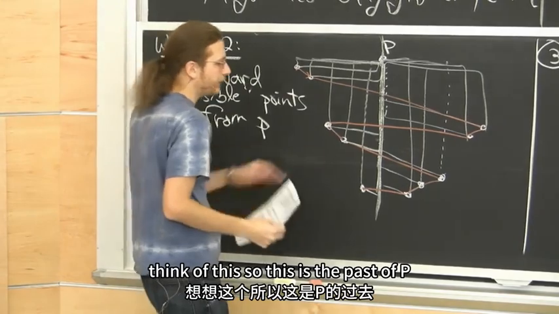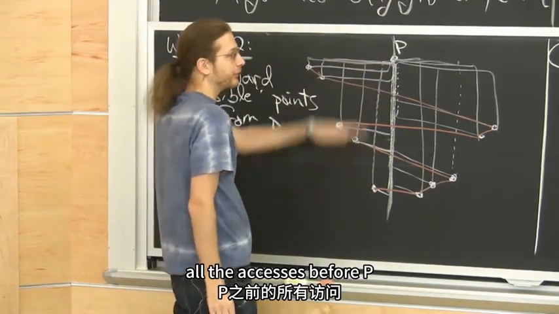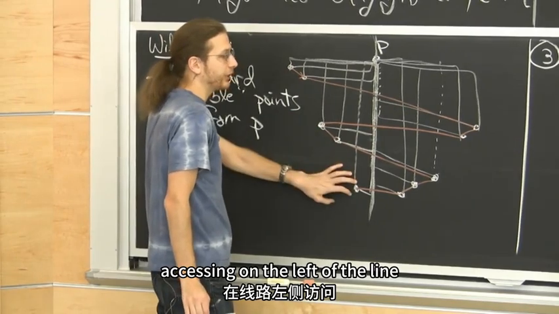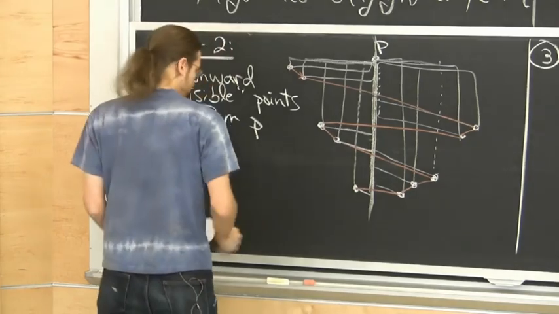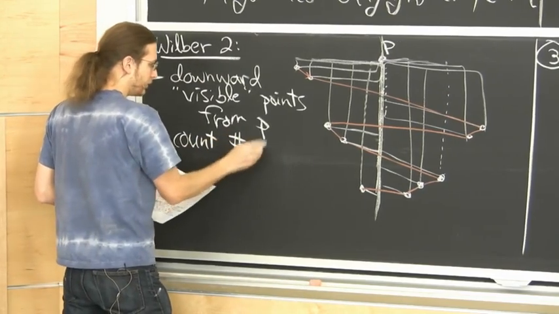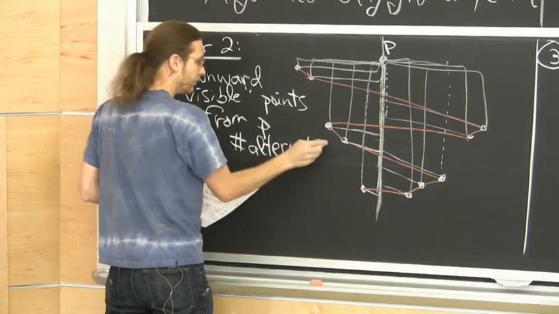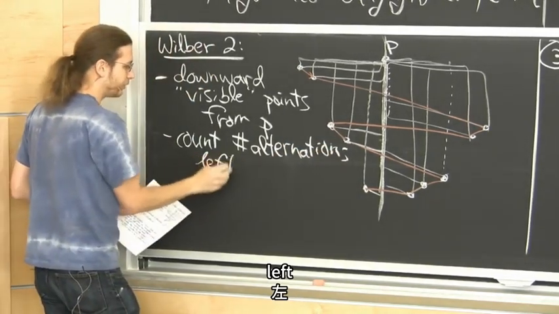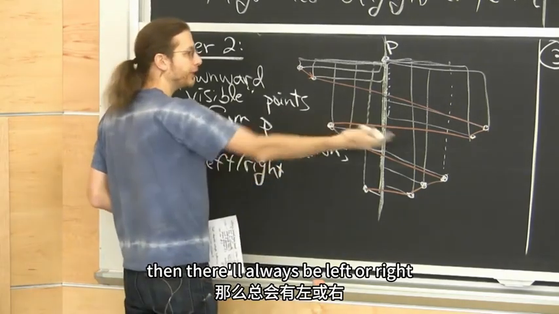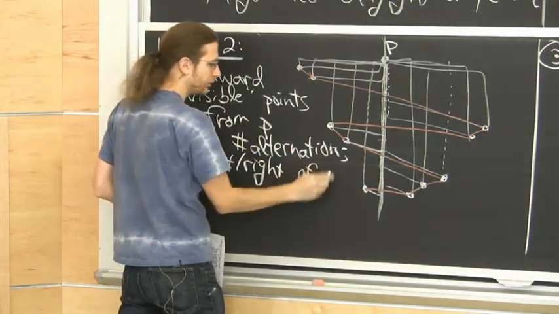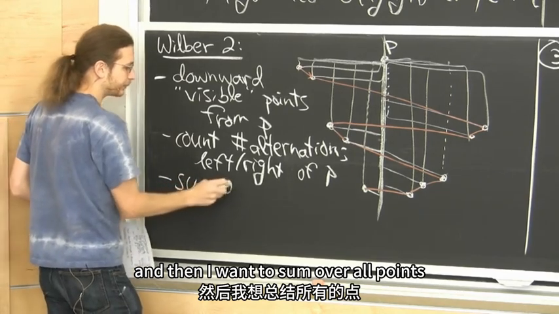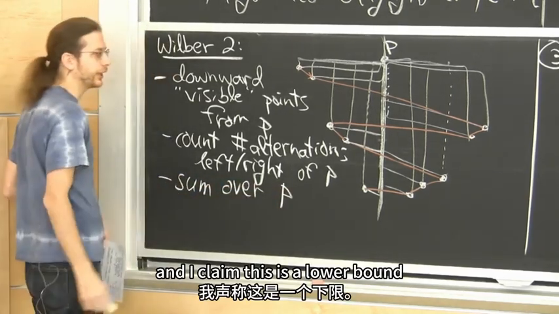Think of this as the past of P, all the accesses before P. Think of this as how many times you alternate between accessing on the left of the line and accessing on the right of the line. So count the number of alternations, left or right of P. And again, if we assume that no key is ever accessed more than once, then there will always be left or right, never exactly on. And then I want to sum over all points. And I claim this is a lower bound.